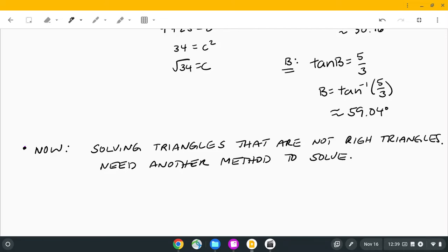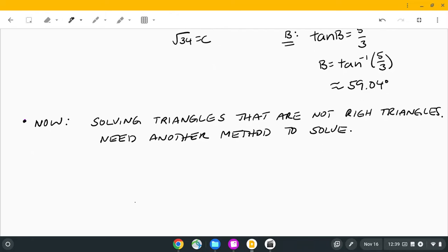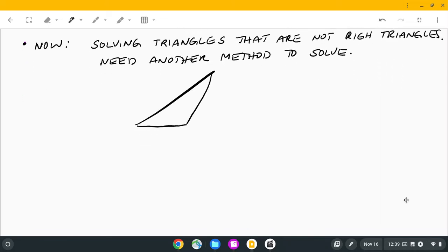And so you might be given something like this. This is not a right triangle, and so you would have to solve a triangle like this. Those are some methods, and that's what we're going to be focusing on here in chapter 7: law of sines and law of cosines.